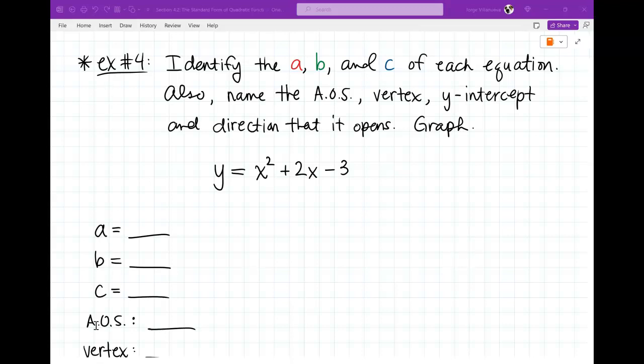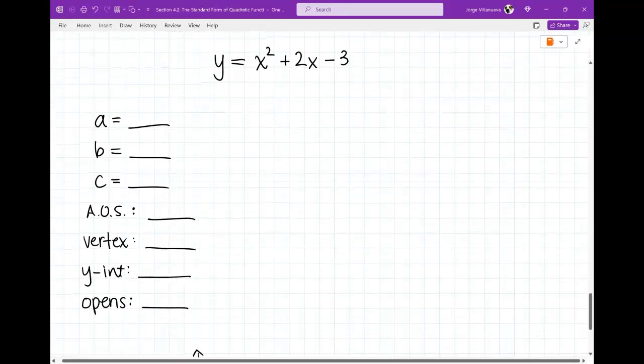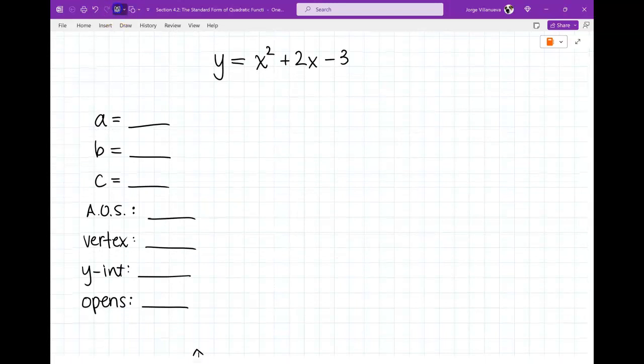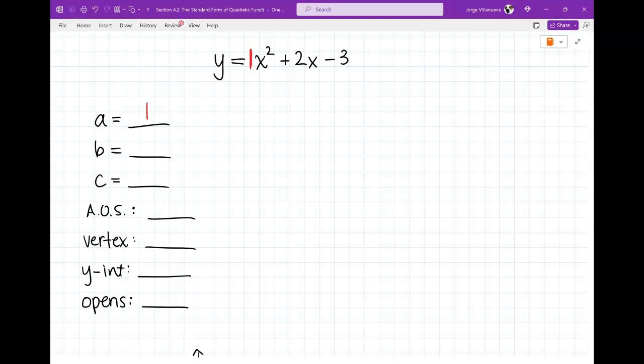All right. So let's go ahead and start off with the A, B, and C. So we have y equal to x squared plus 2x minus 3. What is my A term for this one? 1. 1, right? So that's right here. My B term? 2. And my C? All right. So we have my 3 terms right there, A, B, and C. Okay? So again, that's pretty easy to do.